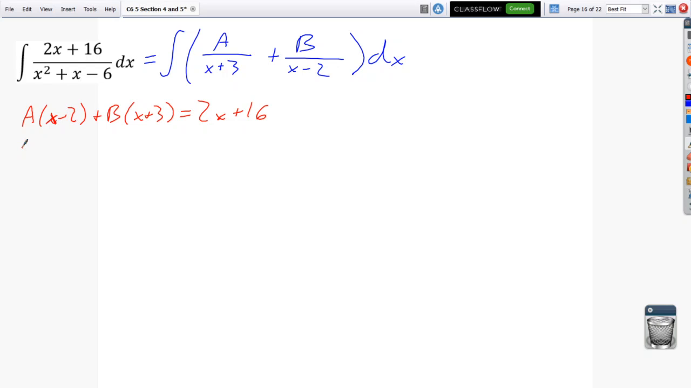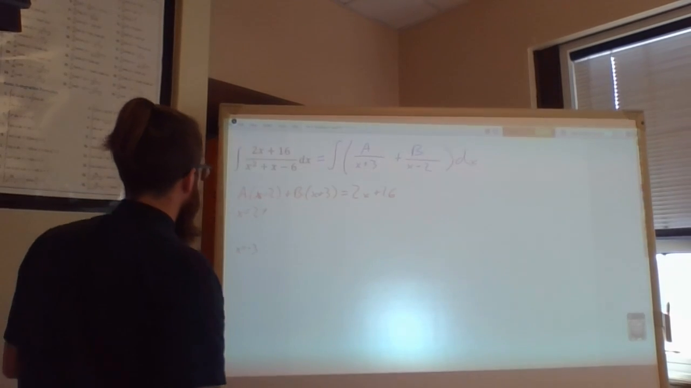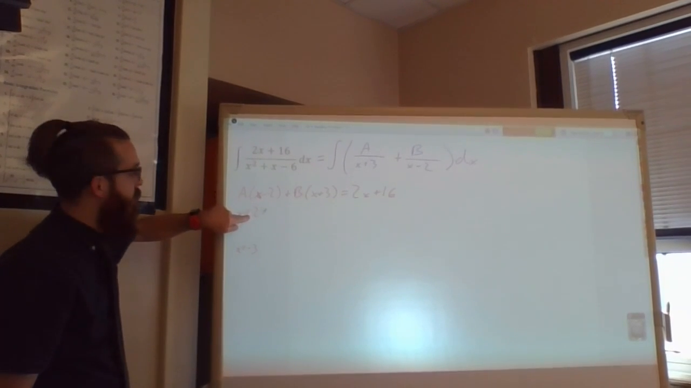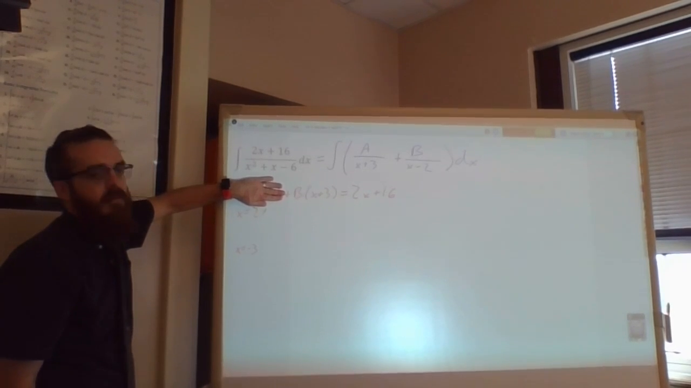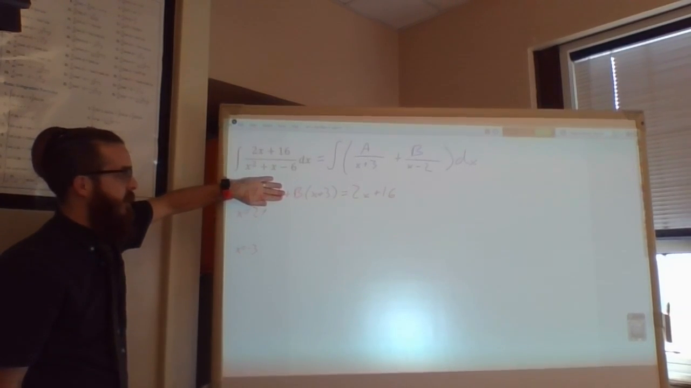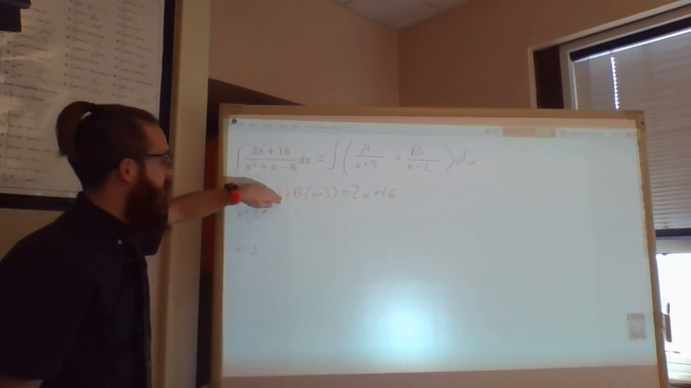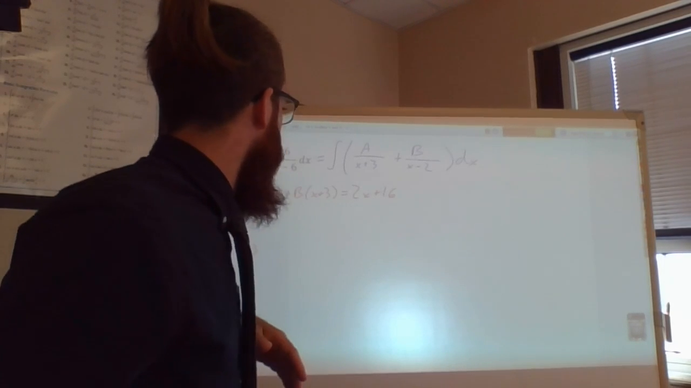The cover up, I'm going to have x is equal to 2 is going to make this equal to 0. And x is equal to negative 3. I don't know if it helps to see where my hand's going here. But for the first one, x equals 2 allows me to cover up that first one. We're going to have B times 2 plus 3, so 5B is equal to 2 times 2 plus 16.